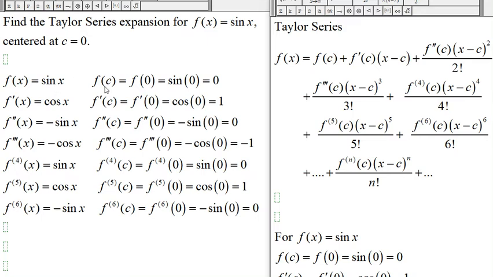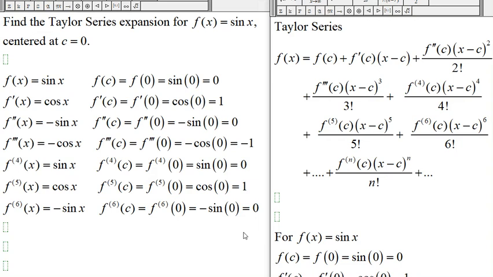And so first f of c, or f of 0, which is 0. And then the first derivative at c would be cosine of 0, which is 1. And then the second derivative at c, which is negative sine of 0, which is 0. Third derivative at c is negative cosine of 0, which is negative 1. Fourth derivative at c is sine of 0, which is 0. And then the fifth derivative is cosine of 0, which is 1. Sixth derivative is negative sine of 0, which is 0. So we can see the pattern here is going to be 0, 1, 0, negative 1, 0, 1, 0, negative 1, and so on.